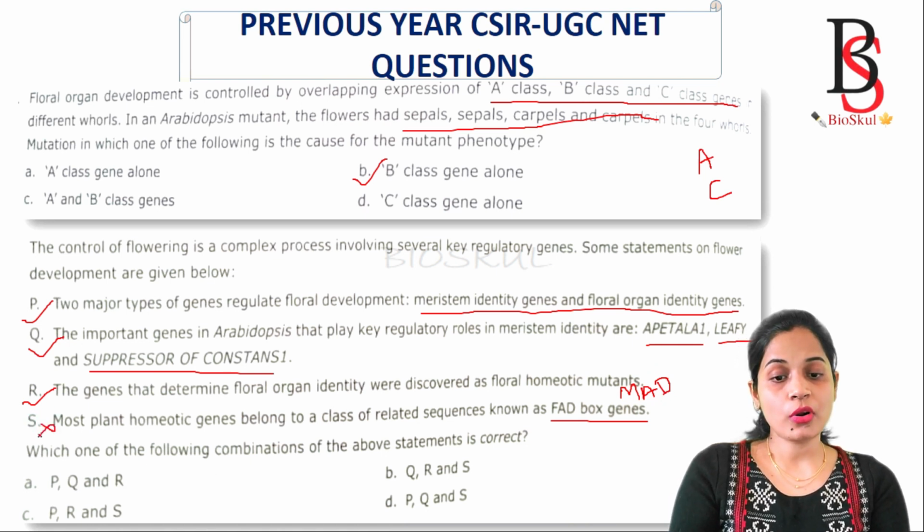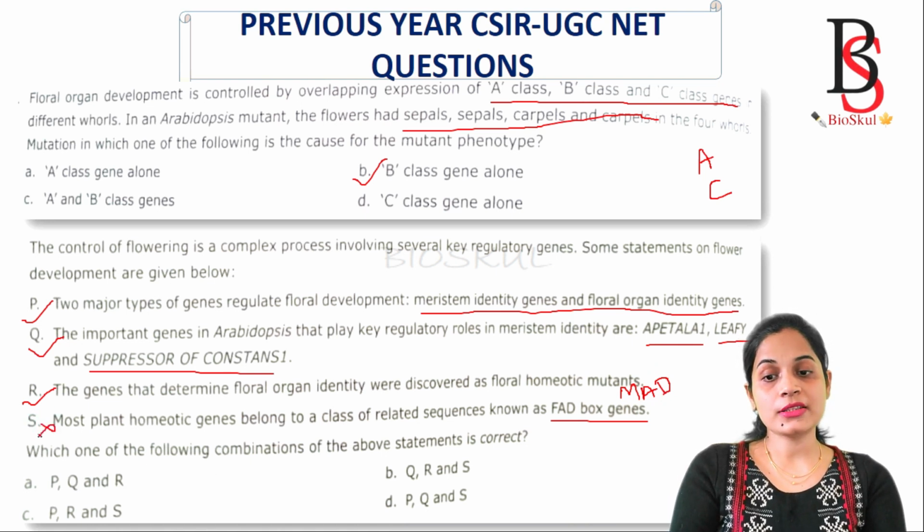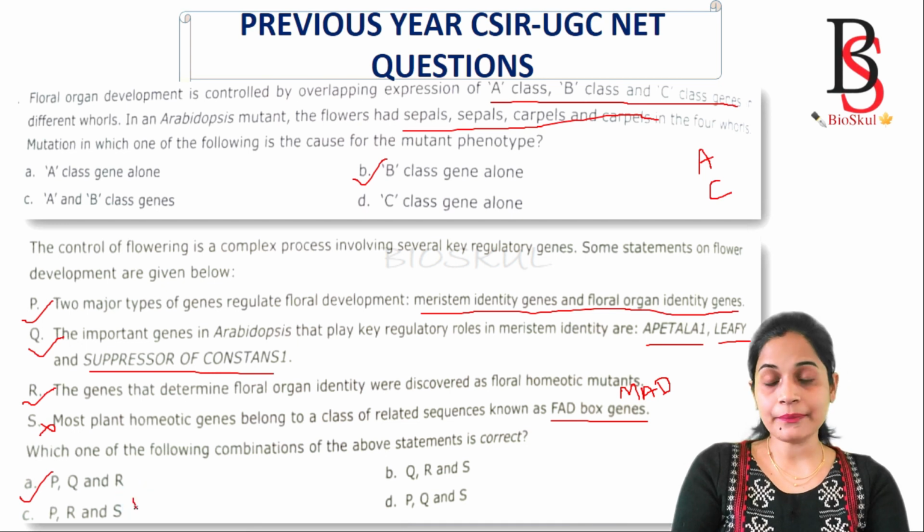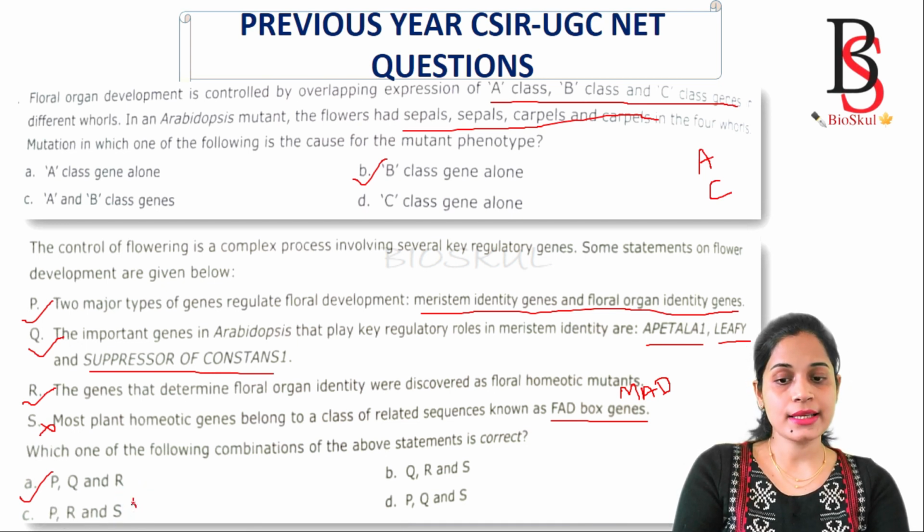So which one of the following combinations of above statements is correct? That is P, Q and R. That is option A is correct. Okay. So see the other 3 options, they have S. So all those 3 options are wrong.